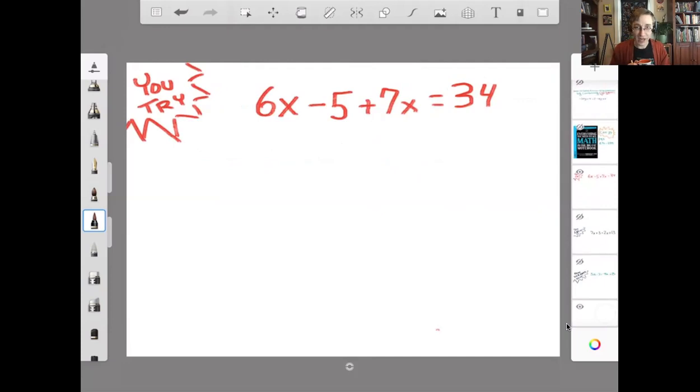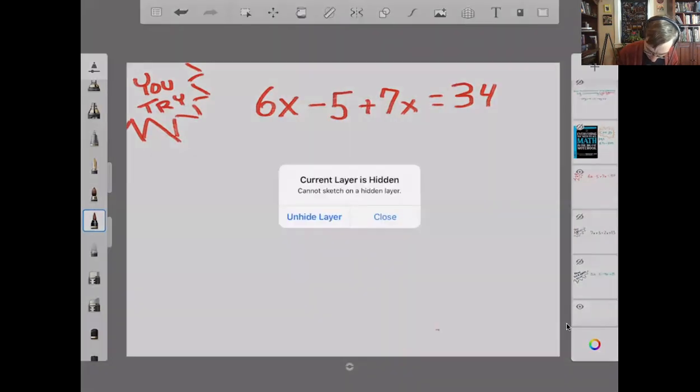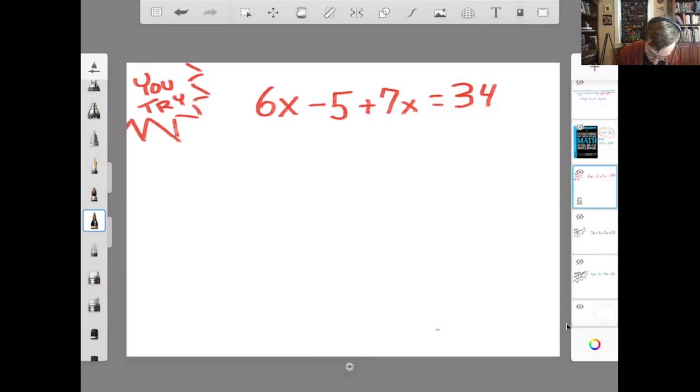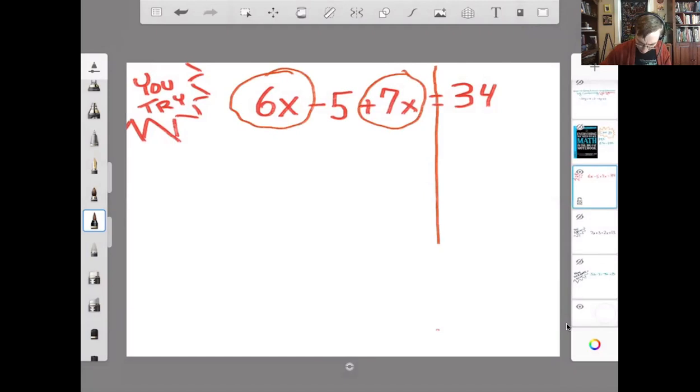Welcome back. How'd you do? When you looked at this problem, you should have seen two like terms. Let's go down here to our layer. Positive 6 times x and positive 7x. Now, take a look at where they are on the equal sign. They're not anywhere over to the right. So all you do is combine them.